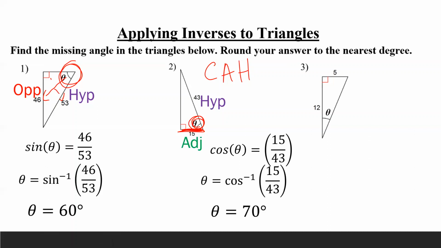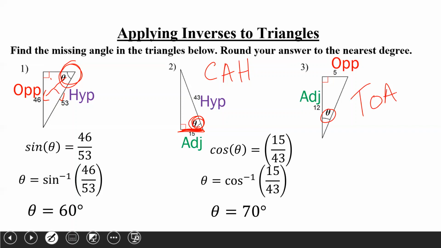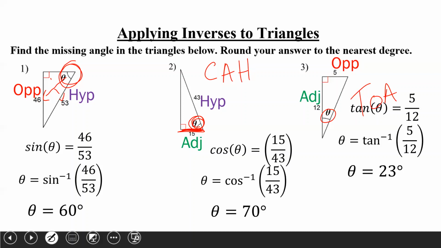Then the last one, circle my angle. I have opposite and adjacent. That would be tangent. All right, so tangent of theta is 5 over 12. Type in your calculator, tangent inverse of 5 over 12 equals 23.